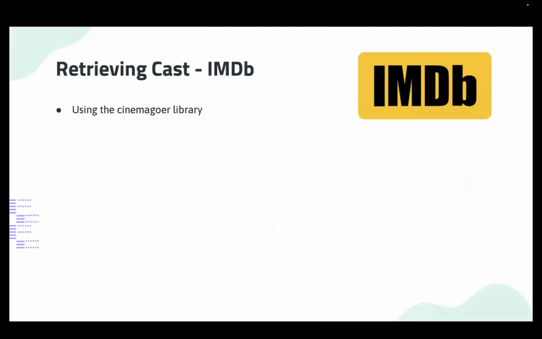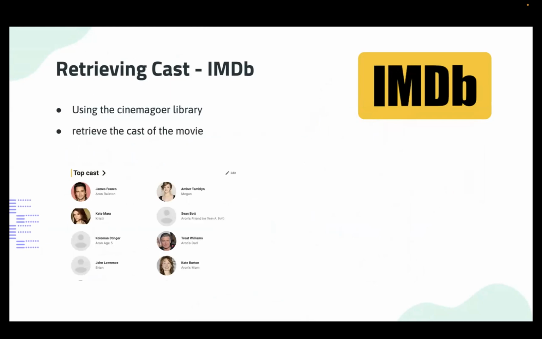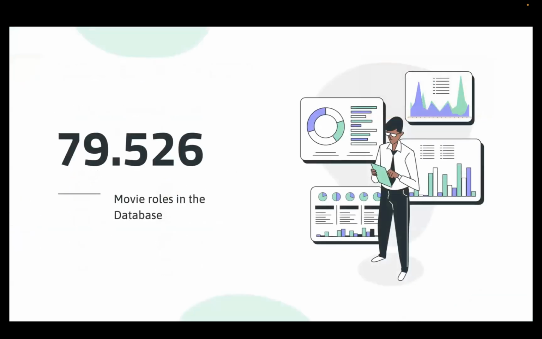The next problem was to retrieve the cast of the movie. This is also on IMDb. We can just retrieve the cast with each role name. You can see James Franco, for example, as the role Aron Ralston. We saved it in the database, and like this, we got around 80,000 movie roles in our database and about 56,000 actors.